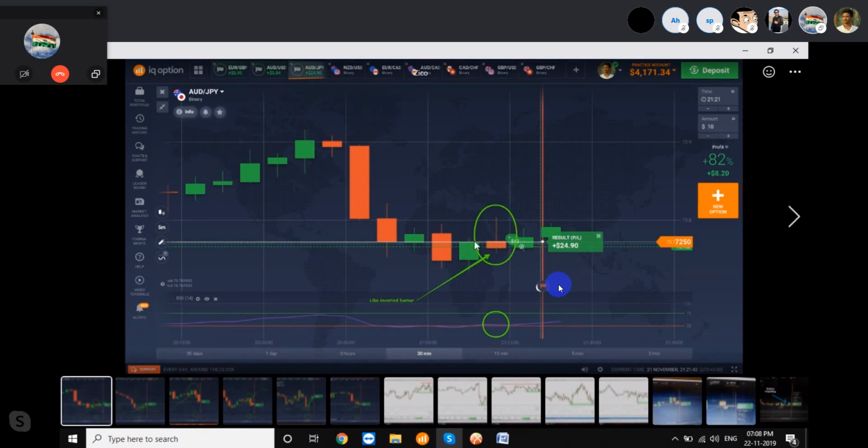So Zico, never ever trade based on this. We can't call it an inverted hammer, right? Luckily, you got a good trade. You got a profit in this, but it's not an inverted hammer.